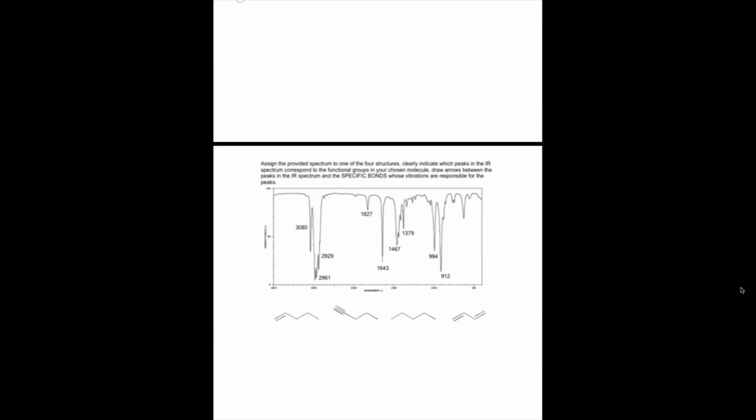Your terminal alkyne, right? So at the very end. Typically a lot of your alkynes are going to be in the middle, right?